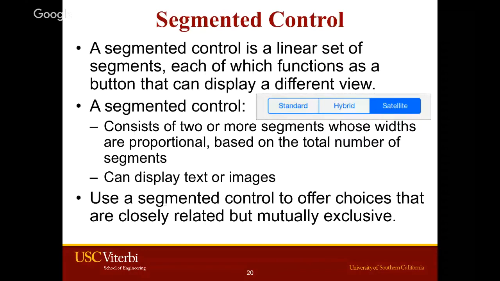Segmented control is basically a bar where you can tap on it, and it's basically a mutually exclusive control. So if I select standard, it would deselect hybrid and satellite. If I select hybrid, it would not allow me to have both things selected. So that's a segmented control.